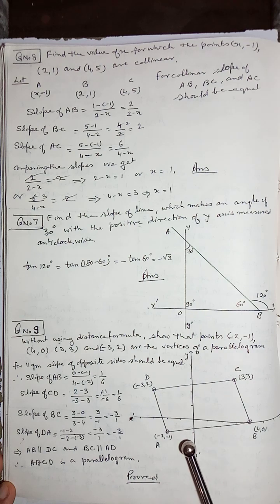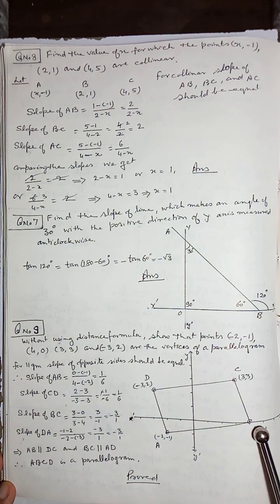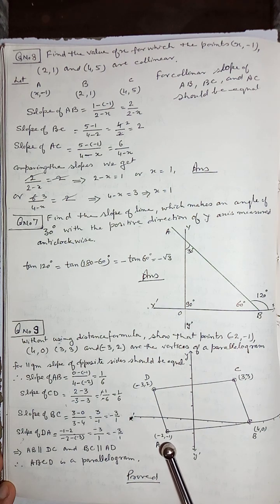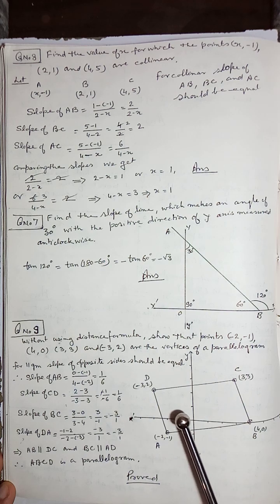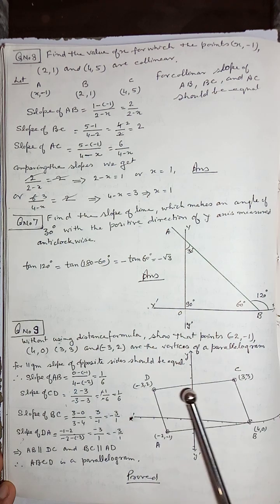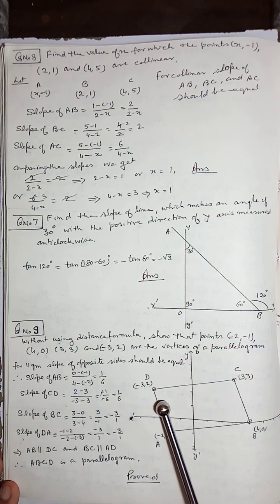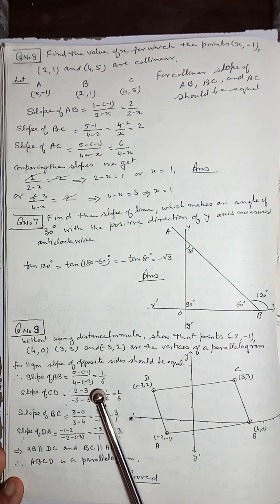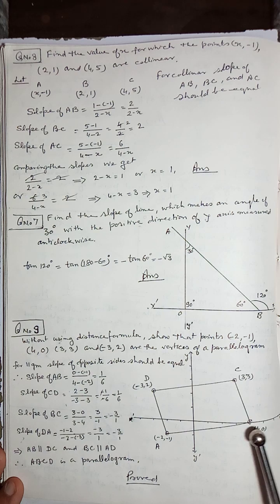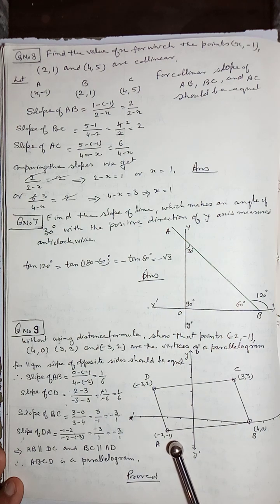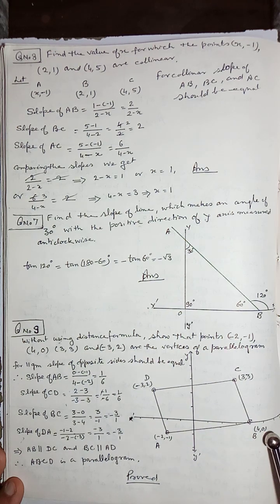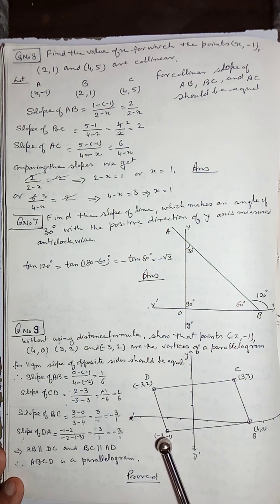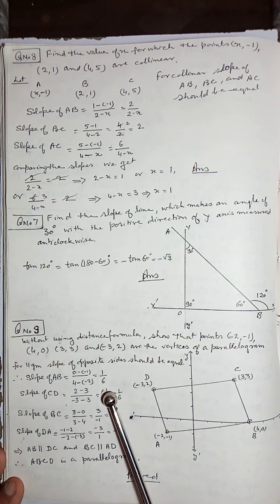अगर दो लाइन पैरेलल है, इसका मतलब slope of these two lines should be equal. So opposite sides are parallel. So AB, the slope of AB should be equal to the slope of DC or CD. Let us do it. Slope of AB first of all निकालिए आप. That is 0 minus (-1) upon 4 minus (-2). So it will be equal to 1 upon 6.